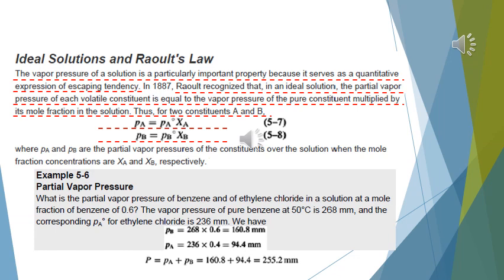Now, the overall vapor pressure for the solution will be the addition of the partial vapor pressure of constituent A and that of constituent B, and in this case we do have the sum of the partial vapor pressure of ethylene chloride and that of benzene, and the final vapor pressure of the solution will be 255.2 millimeters.